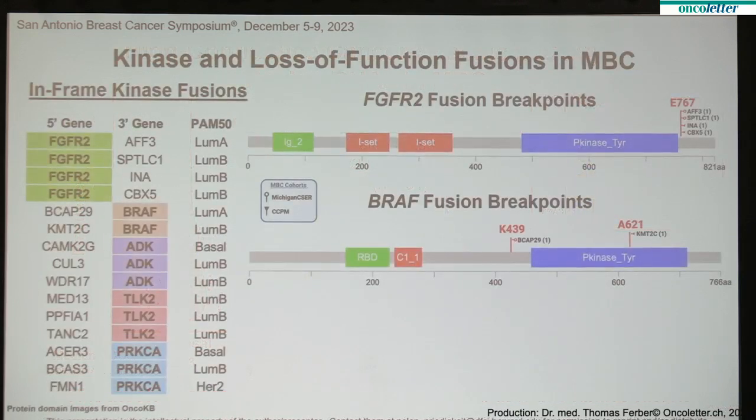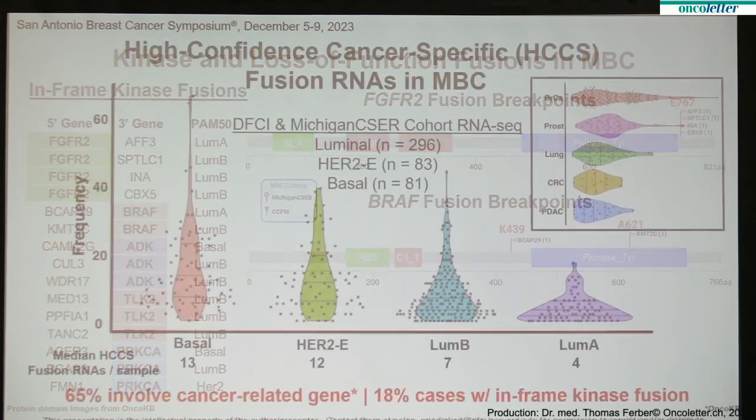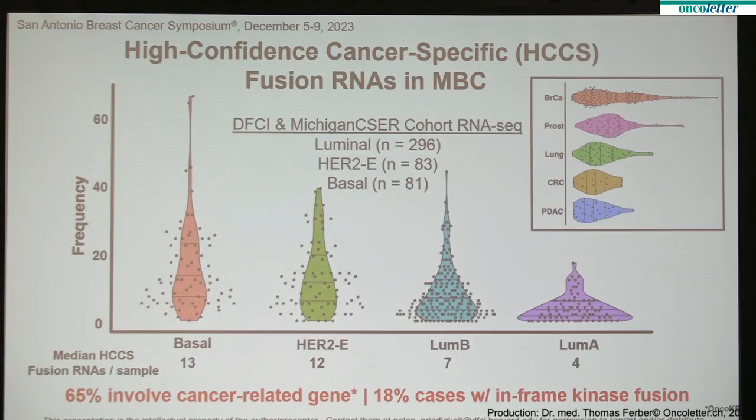Furthermore, in the top right of this plot, and I'm sorry it keeps bouncing back and forth, you'll see that we found that like the DNA level changes, breast cancer has the highest number of fusion RNAs per tumor than other common malignancies like prostate, lung, colorectal cancer, and pancreatic cancer.